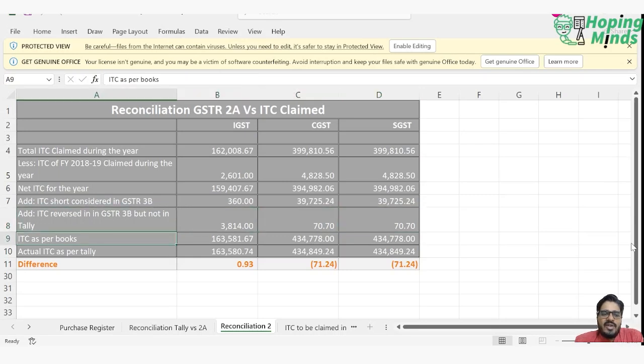So we have arrived at the ITC as per books. This is the ITC as per the books that should have been as per the reconciliation statement, but the actual ITC as per the books was a little different. Again, this could be due to rounding off effect. So this is how the reconciliations are to be made and kept under record.